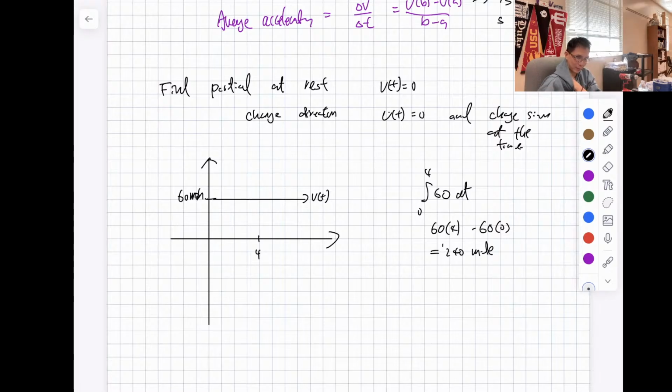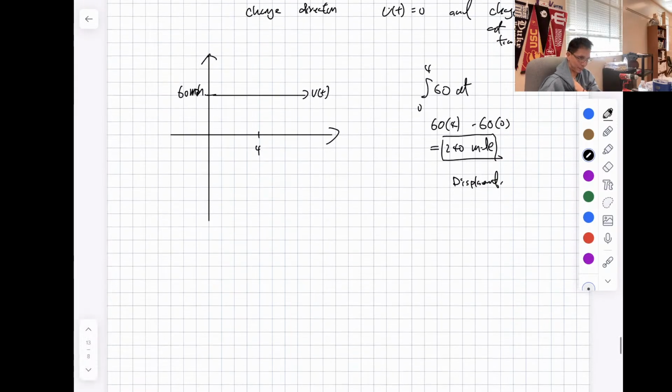So that's driving 240 miles. This is also known as what? Displacement. Now, since we talk about distance and displacement, can you tell me what's the difference between distance versus displacement?